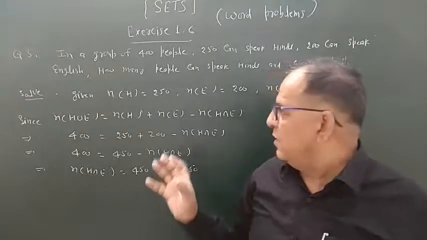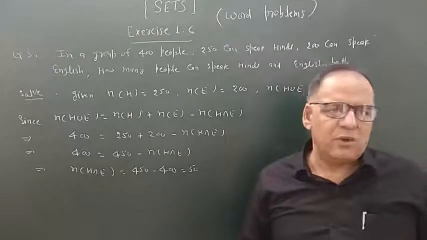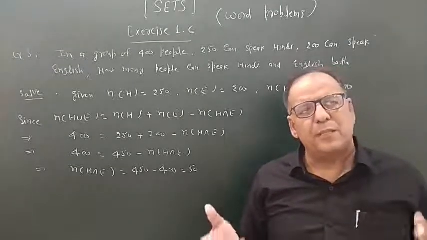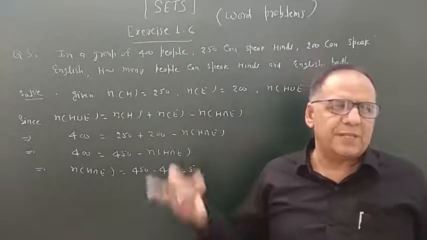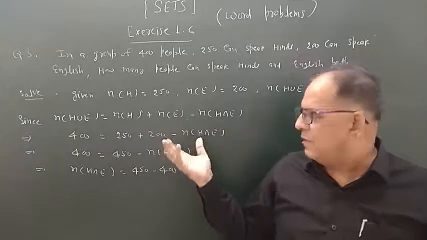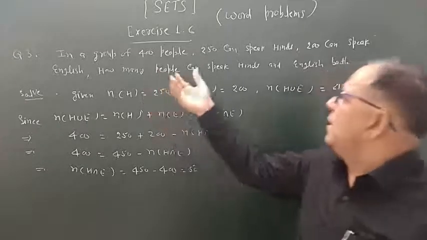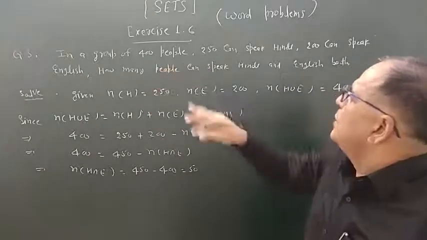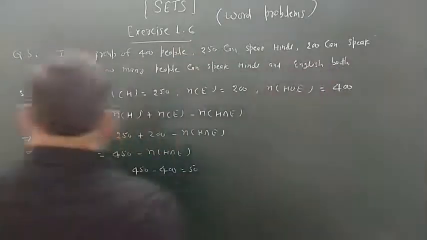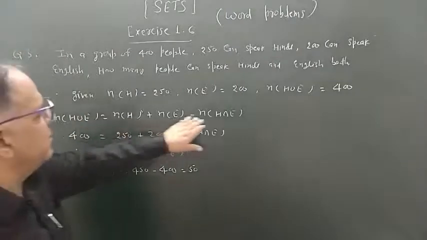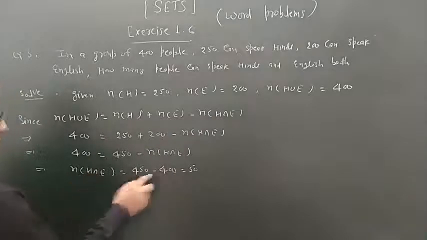This is the compulsory restriction for this type of question. If we are surveying 400 people, this is not necessary. Some people are speaking Hindi, some people are speaking English, maybe some do not participate in the competition. So here this most important restriction is compulsory, that each person speaks at least one language. So here n(H union E) equal to n(H) plus n(E) minus n(H intersection E). Put the values and now we have n(H intersection E) equal to 50.